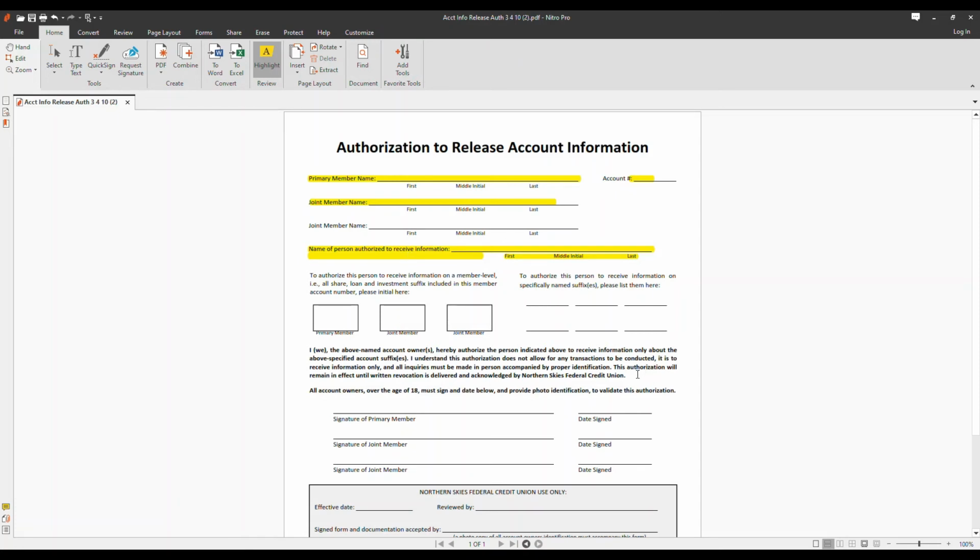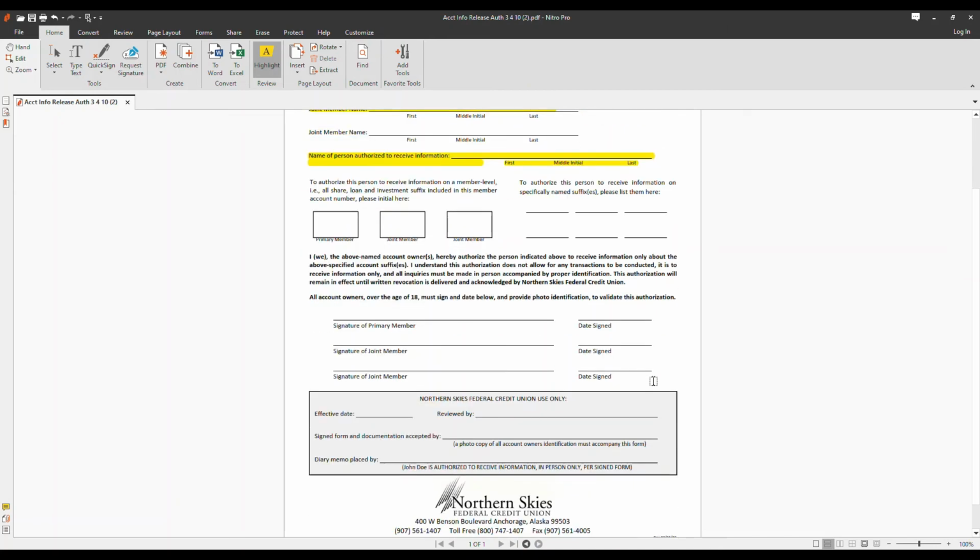It also very specifically says that all inquiries must be made in person. We have made some exceptions in the past, especially lately due to COVID, but in general, it must be done in person. Here's our effective date and information down below. The date is going to be today, who reviewed it, who took the document. Diary memo, John Doe is authorized to receive information in person only per signed form on suffix L3 or on account S65, whatever it may be.